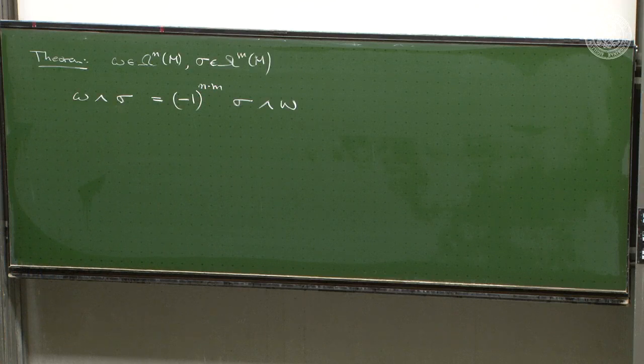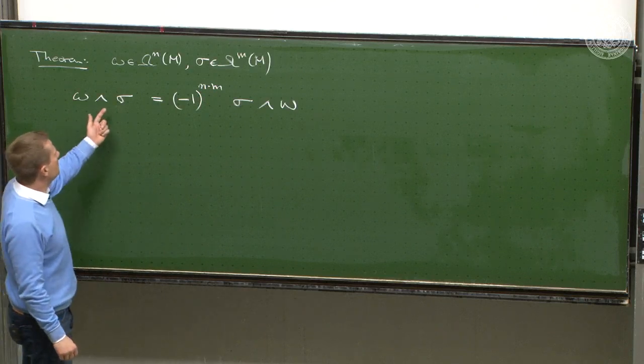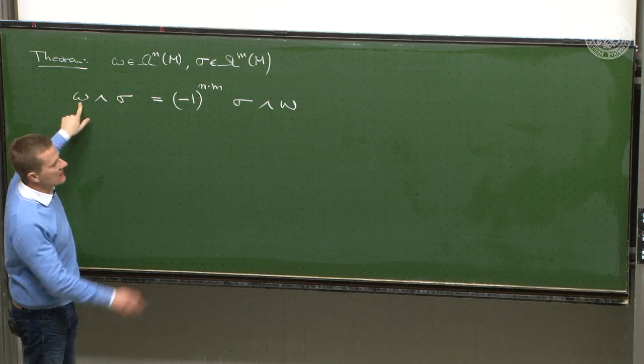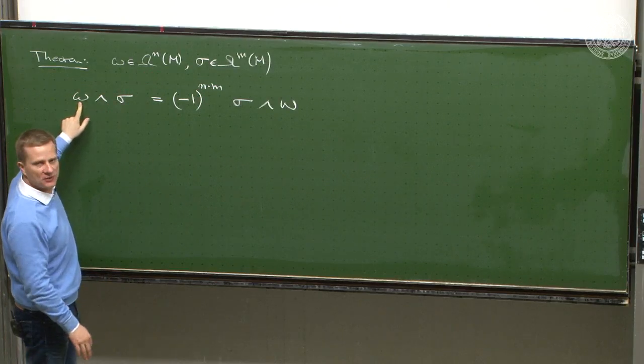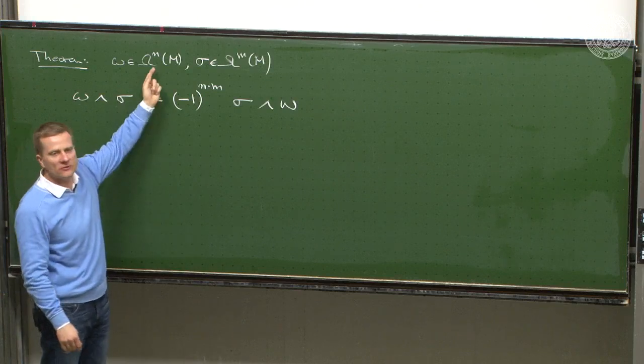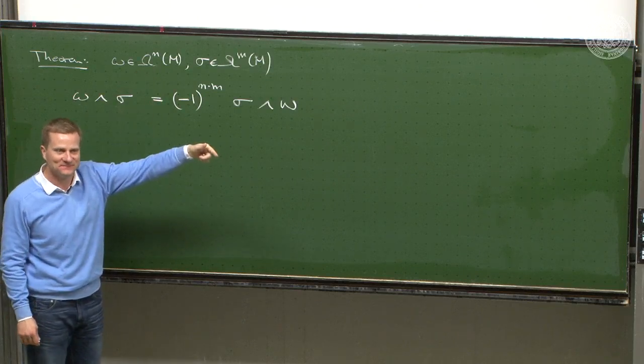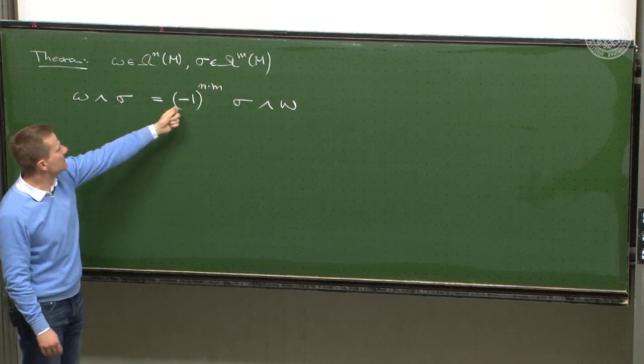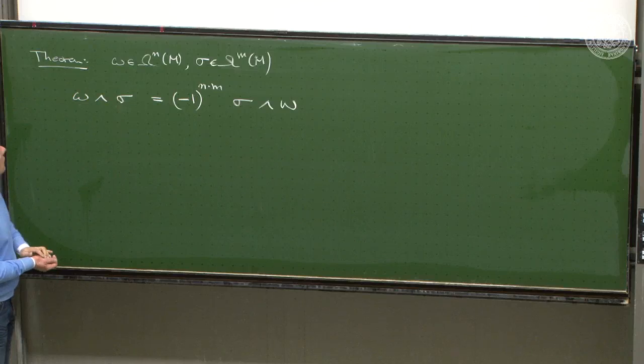It's very simple to prove this, but mind you, this is only true, I emphasize again, if omega is not just an arbitrary element from the Grassmann algebra, which could be a linear superposition of an n-form and an n plus 2 form, but a specific n-form and sigma is a specific m-form. Then it's this.